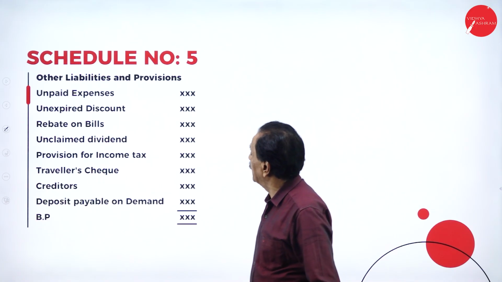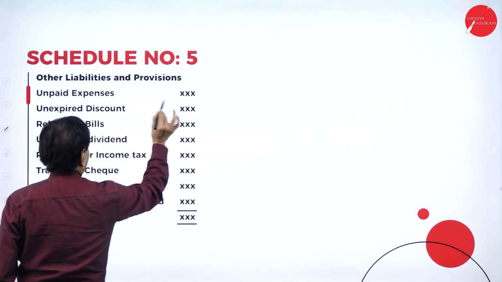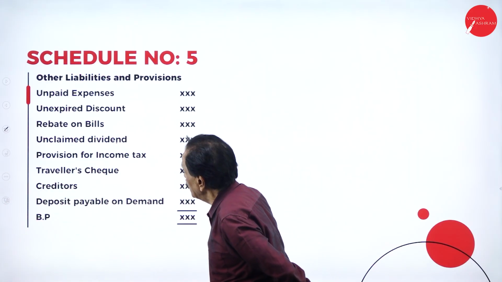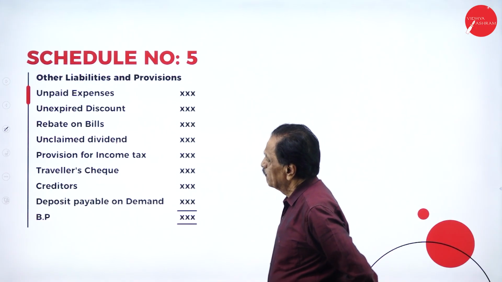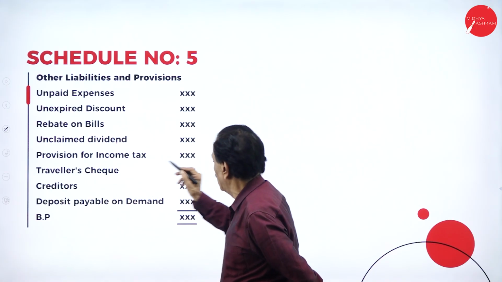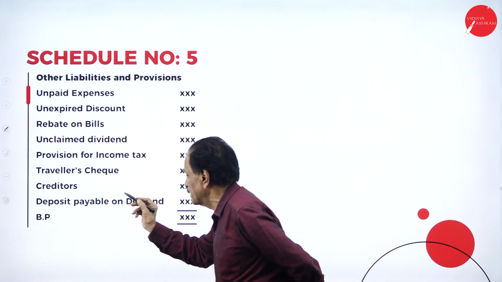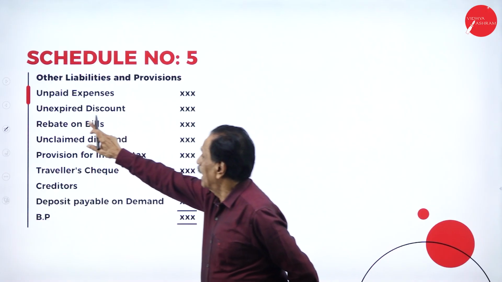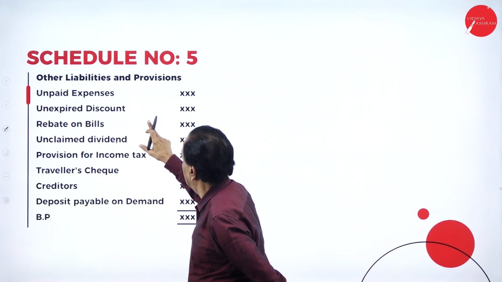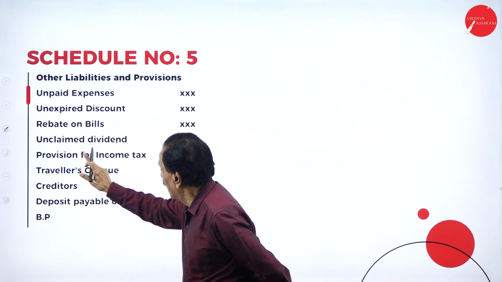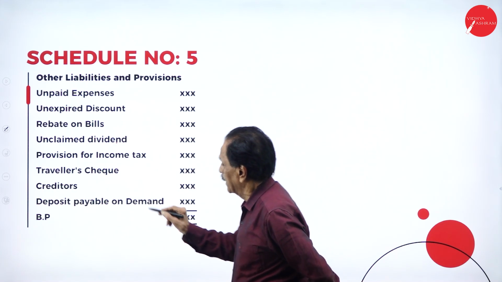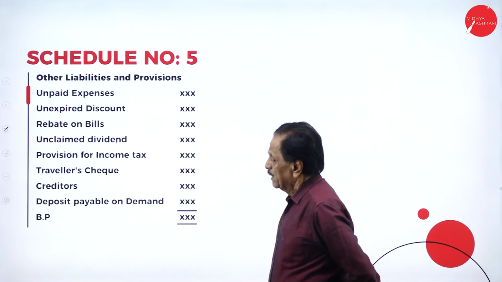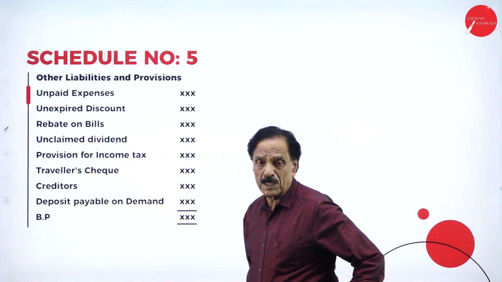Number 5, other liabilities and provisions: unpaid expenses, unexpired discount, rebate on bills, unclaimed dividend, provision for income tax, traveler's check, creditors, deposits payable on demand, bills payable, total. What are the items? Unpaid expenses, unexpired discount, rebate on bills, unclaimed dividend, provision for income tax, traveler's check, nothing but just like a BP, creditors, deposits payable on demand, bills payable.